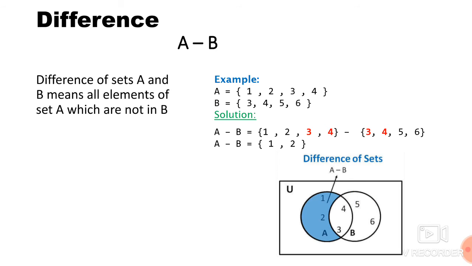Fourth step, the step which is different for every operation, the shading. Here we can see that we have just written the remaining elements of the first set. So we will just shade the first circle, leaving the common area. Leave the common area and just shade the remaining elements. That is how we shade the difference of two sets.